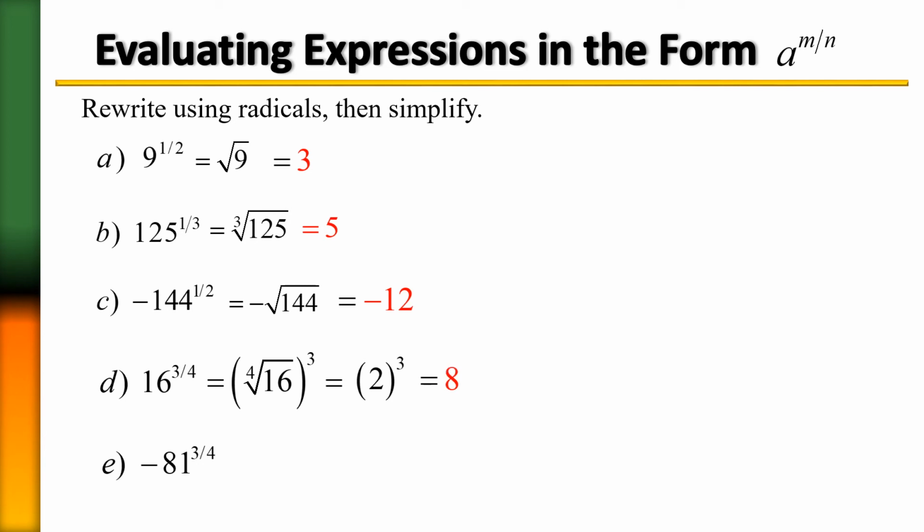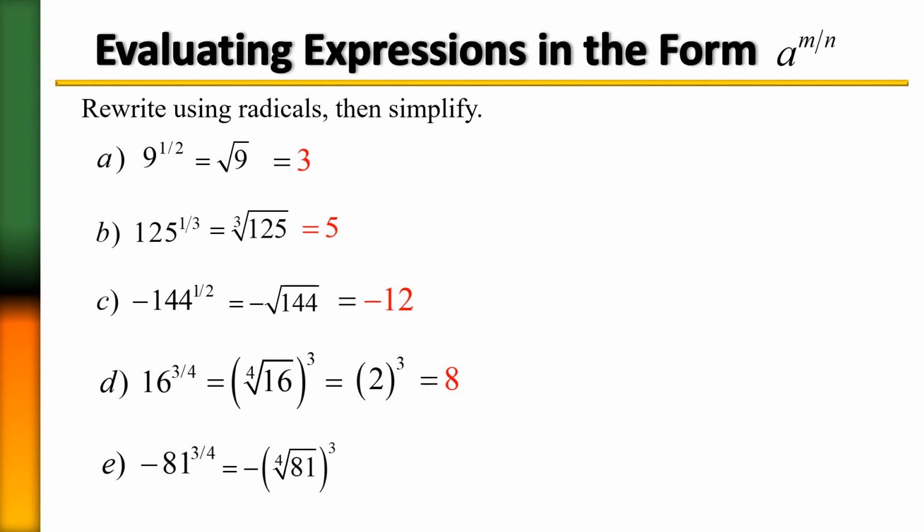Next we have negative 81 raised to the 3/4 power. So that means that 81 will be raised to the 3rd power, and then we're going to be dealing with a 4th root. We have that negative there, which means outside, in front of the radical symbol, we're going to have a negative. So it's going to look like so.